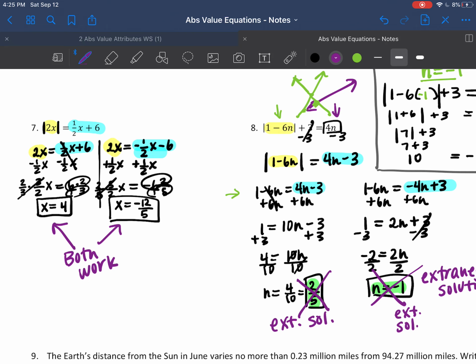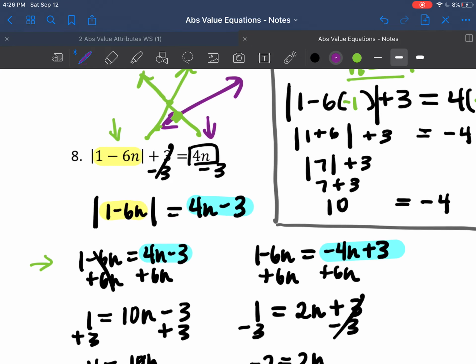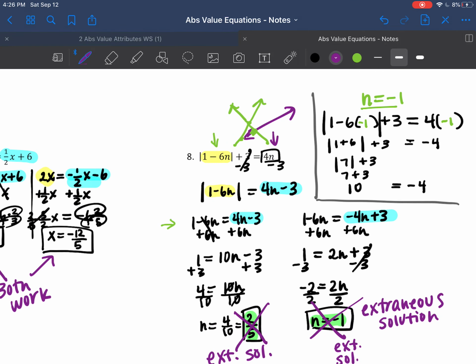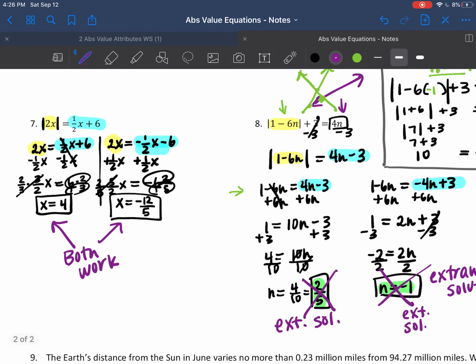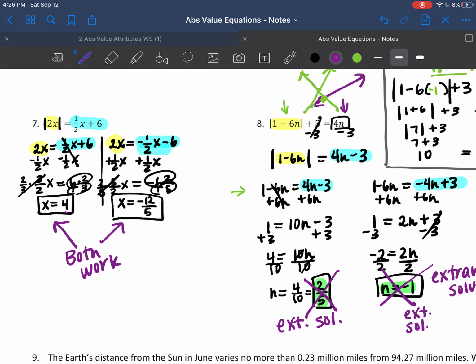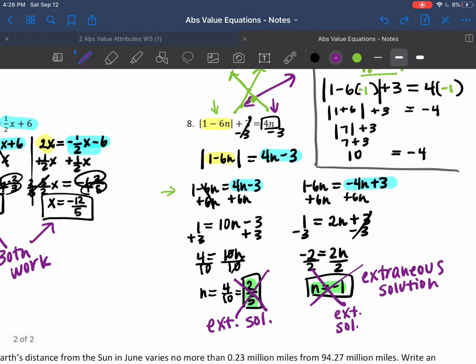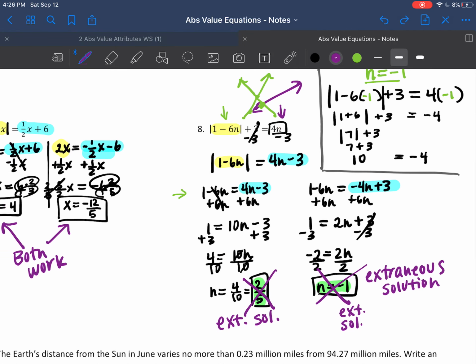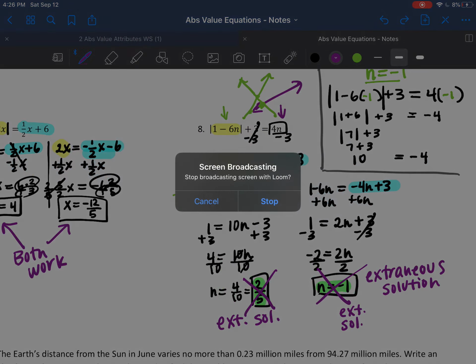Okay, whenever you're running into these two solutions, you could have one of them be extraneous, you could have both of them be extraneous. You never know what you're going to get unless you go through this work over here that I did in the box and plug it in. Okay, so plug those back in and you'll see that 4 and -12/5 do satisfy this equation, whereas if you plug both of these solutions into number 8, they do not satisfy the equation.